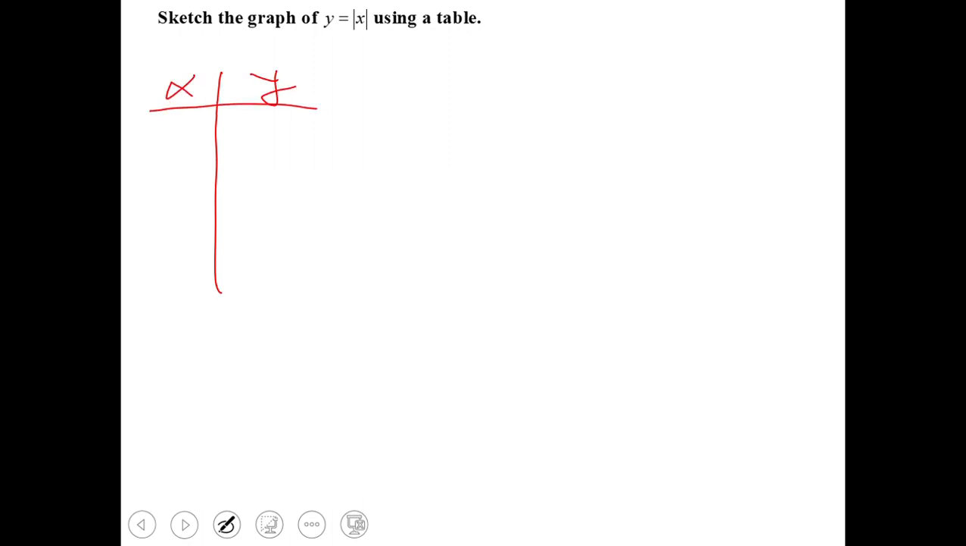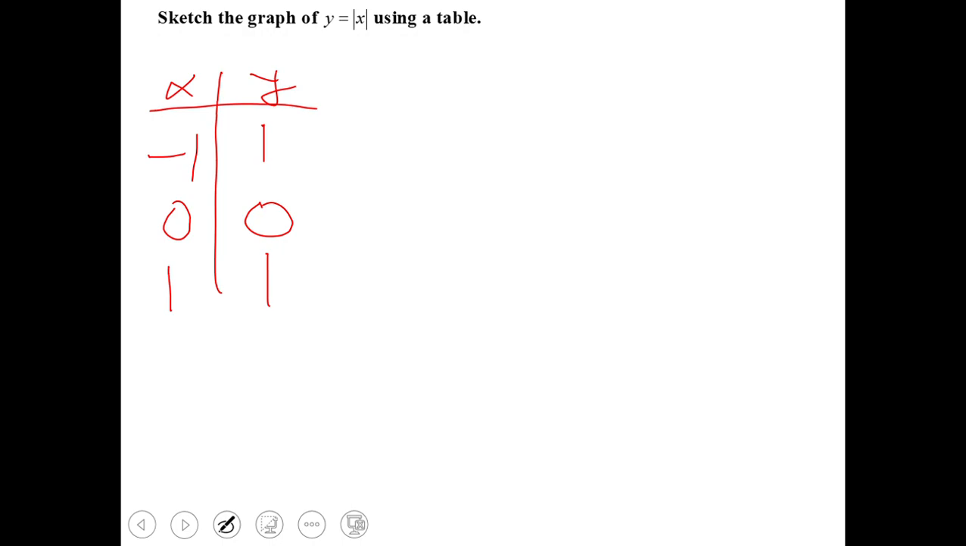And I'm gonna do this table vertical, and I'm gonna pick some numbers, and I'm gonna start with 0. If we plug 0 in, absolute value of 0 is 0. Then I'm going to pick two more numbers, one less than 0, which is -1. Absolute value of -1 is 1. And one greater than 0, 1. Absolute value of 1 is 1.